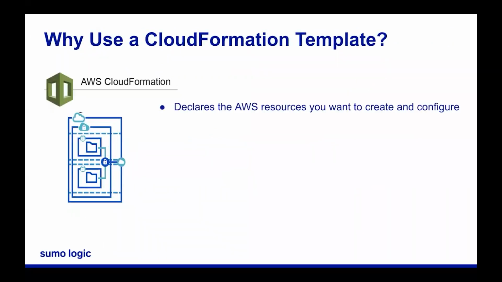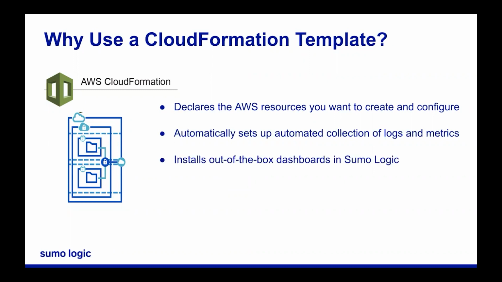So this CloudFormation template gives us the ability to declare the AWS resources we want to create and configure. We also will create and set up the automation of collection of logs and metrics. So we'll set up the collectors, we'll set up the sources, all that stuff will be done for you automatically. We're also going to install out-of-the-box dashboards in Sumo Logic. We will install our AWS Observability app as well as Explore so that you can see things.